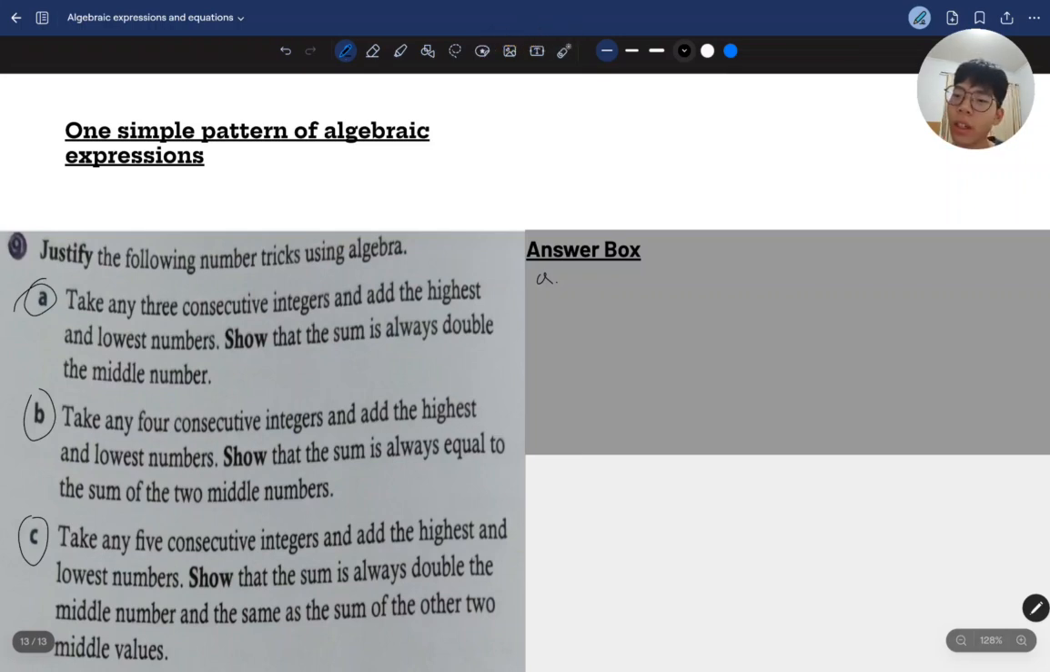So we should see what a consecutive integer is. A consecutive integer is an integer that goes in a constant pattern, like 18, 19, 20. So maybe 20, 21, 22, or 2, 3, 4. Those are all consecutive integers. And let's just take an example: 2, 3, and 4.